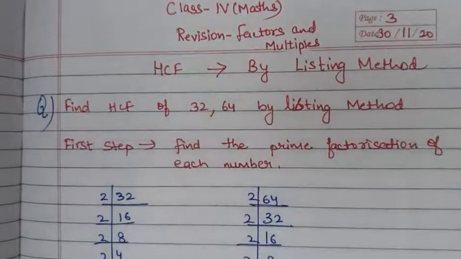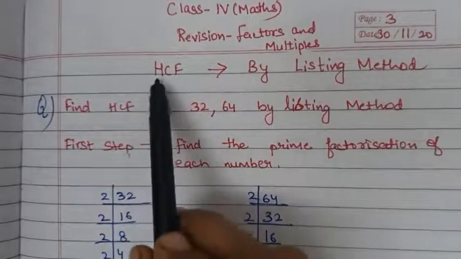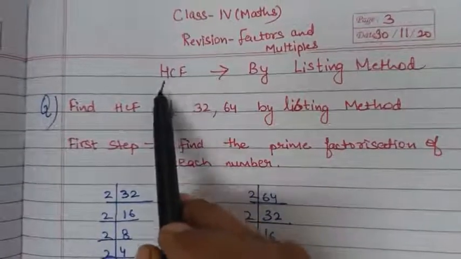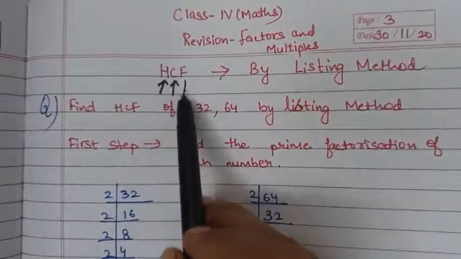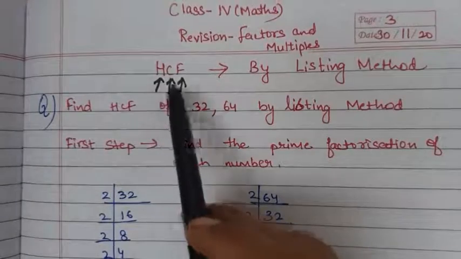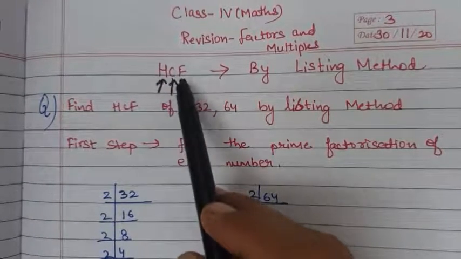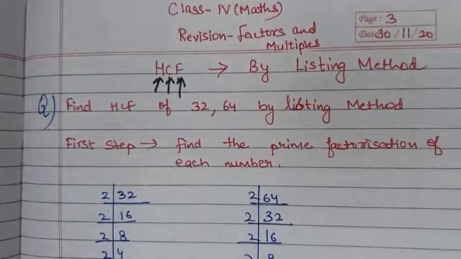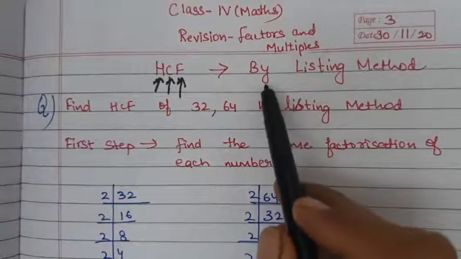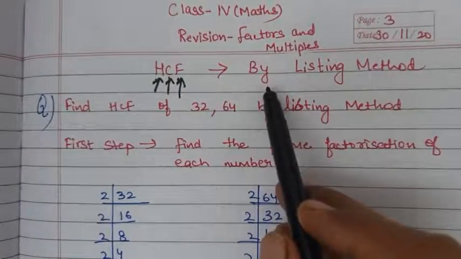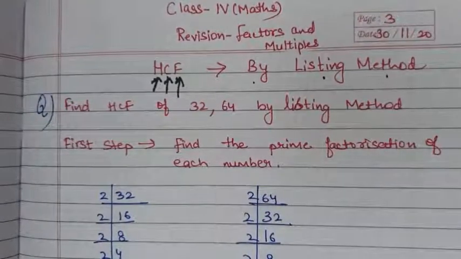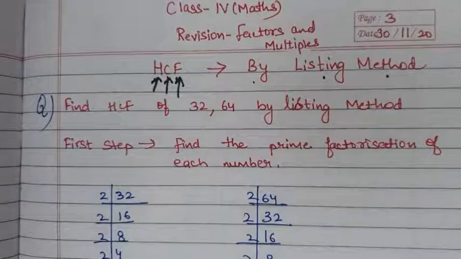Now let us move to next topic, that is HCF. HCF means highest common factor. How can we find highest common factor of two numbers, of three numbers? There is one method we are following here only, that is by listing method. So let us do one example for this.